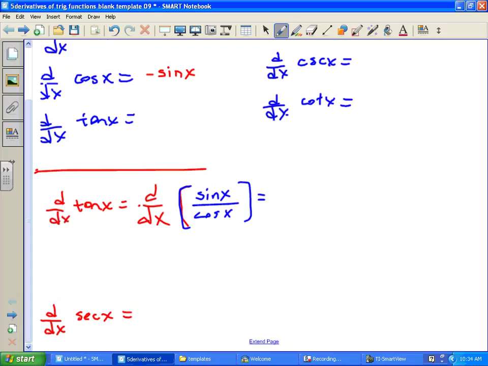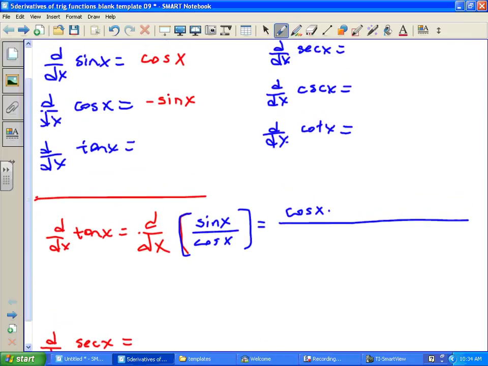According to the quotient rule, we write down the lower expression as it is, cosine x, times the derivative of the higher. We just learned the derivative of sine is cosine. Do I have a plus or minus in the middle? Minus for the quotient rule. Now the higher term, sine x, times the derivative of the lower, which is the derivative of cosine, that is negative sine x. Everything should be divided by the denominator squared, in this case cosine squared x.